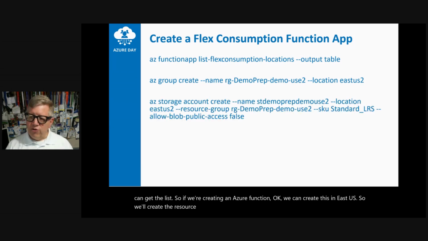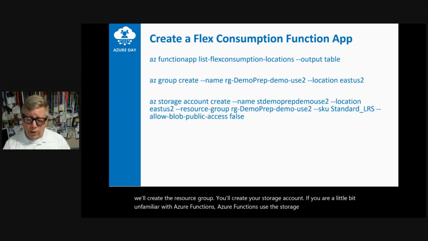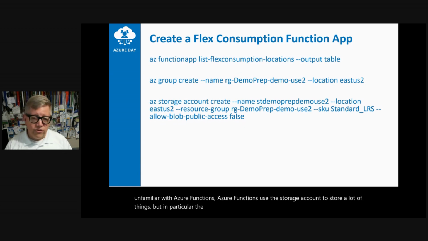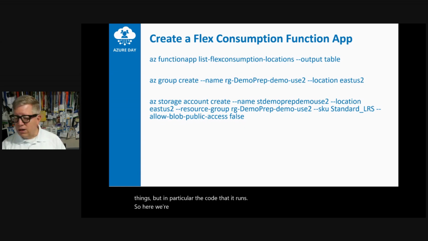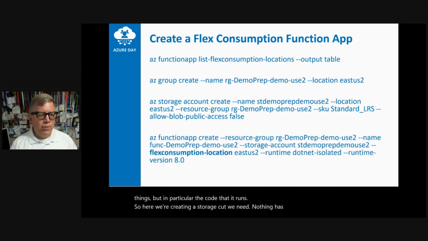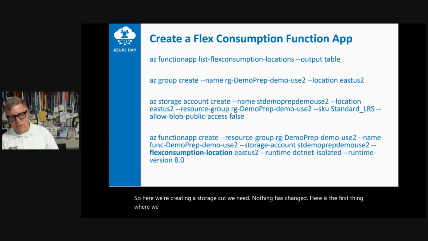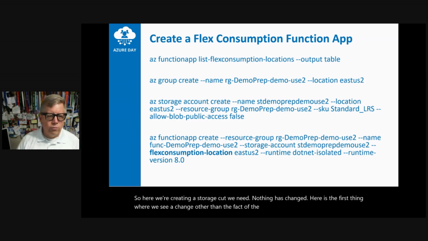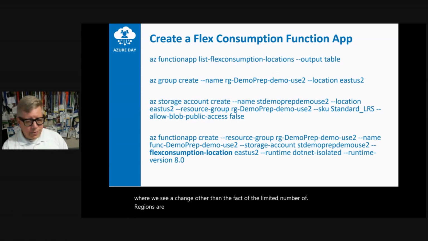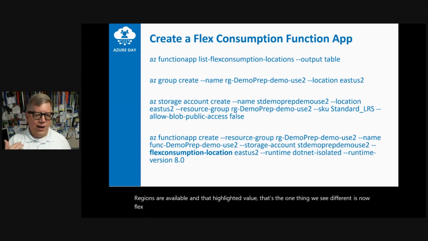You'll create your storage account. If you are a little bit unfamiliar, Azure Functions uses a storage account to store a lot of things, but in particular, the code that it runs. So here we're creating that storage account we need. Nothing has changed here. Here is the first thing where we see a change, other than the limited number of regions that are available. That highlighted value is the one thing we see different. It's now the Flex Consumption location, and that is what tells Azure to create a Flex Consumption Azure function.